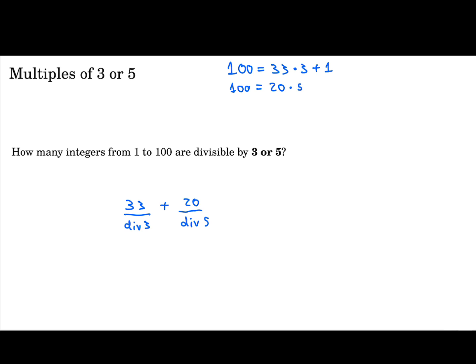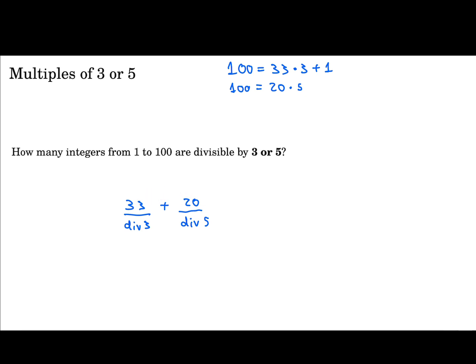But there is a problem here. And the problem is that some integers are divisible by both 3 and 5. So for example, 15 is divisible by both 3 and 5. And so when we are counting the amount of numbers that are divisible by 3, 15 is one of these. And 15 is also one of the ones that are counted as divisible by 5. So we're double counting. 15 is appearing twice. And so we need to subtract that. We also have other numbers like 30, 45, 60, 75, and 90, which are appearing in both.